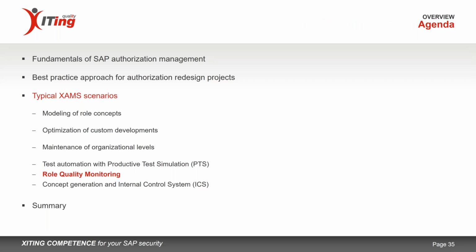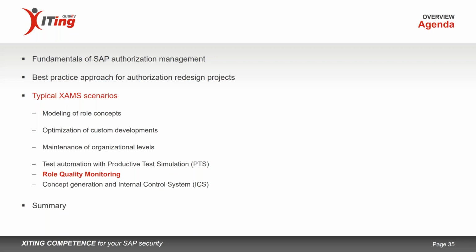All right, role quality and monitoring. So once we've done PTS, the protected go live is the same thing. We just switch where the authorizations are at. Excuse me. We switch the new roles for the old roles and the old roles for the new roles. Okay, so now we've gone live.